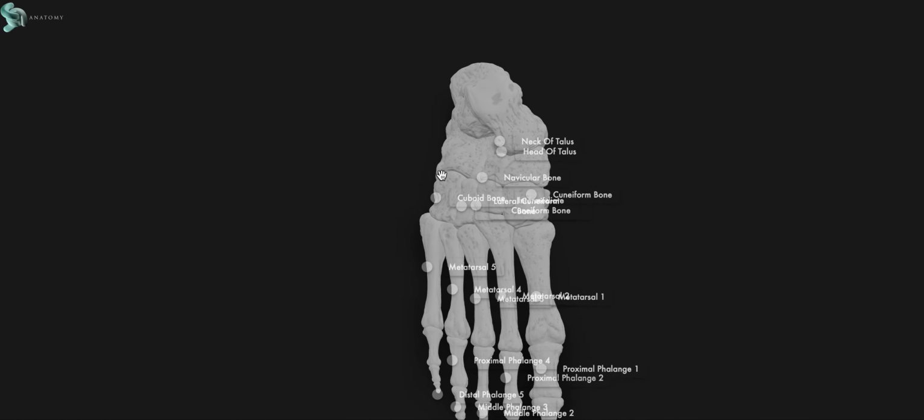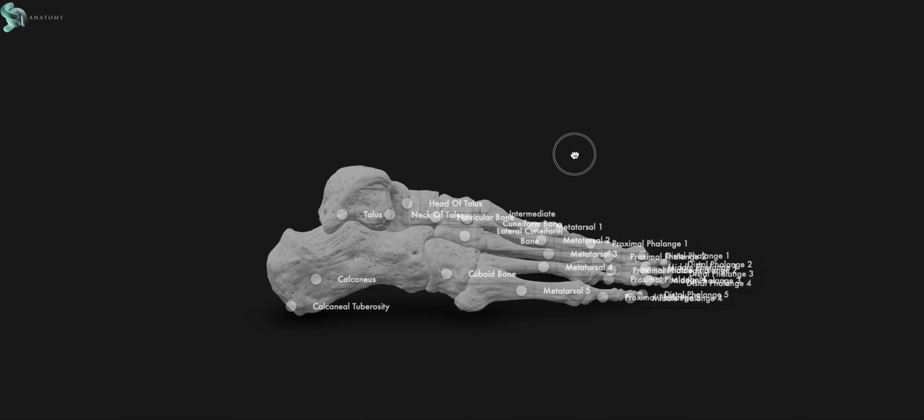Next bone is the cuboid bone, which you can see here. This is the cuboid bone, which is the most laterally placed tarsal bone.